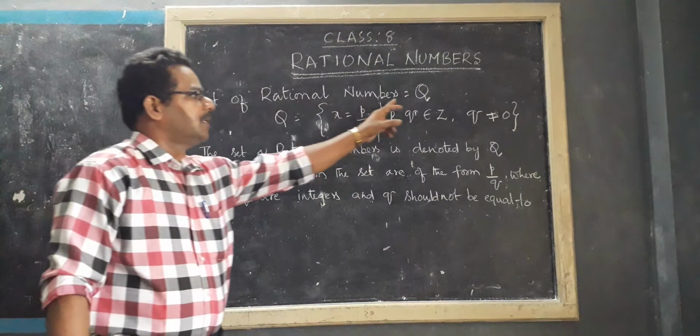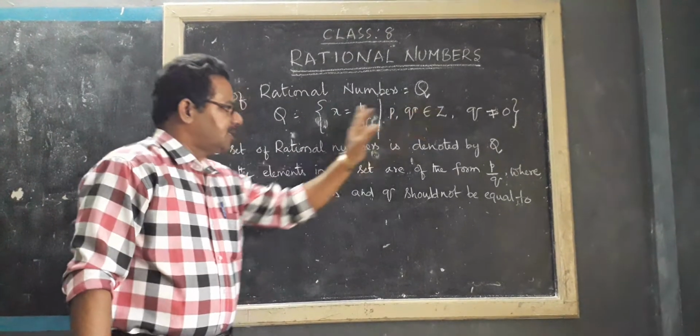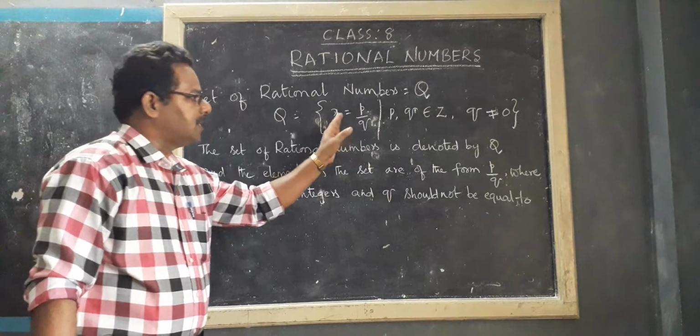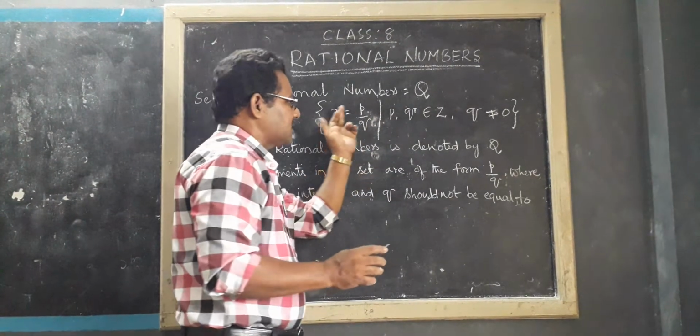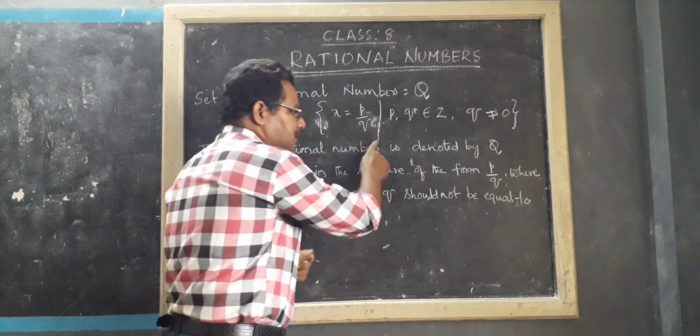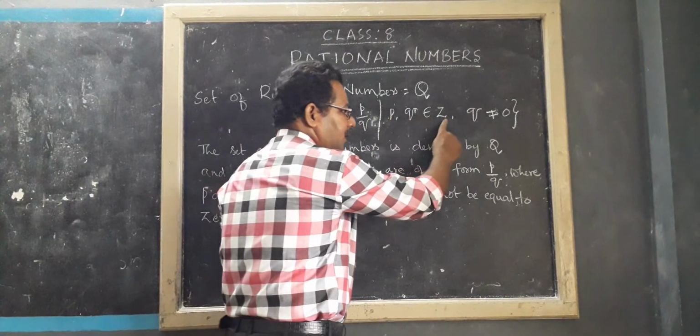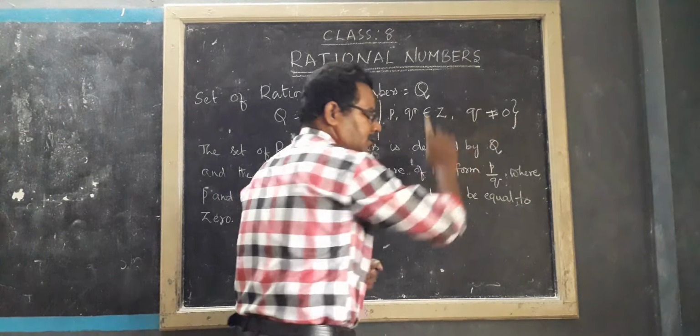The set of rational numbers is denoted by Q. The symbolic form is called the set builder form. In this set builder form, we write x is equal to p by q, such that p, q belong to integers and q is not equal to 0.